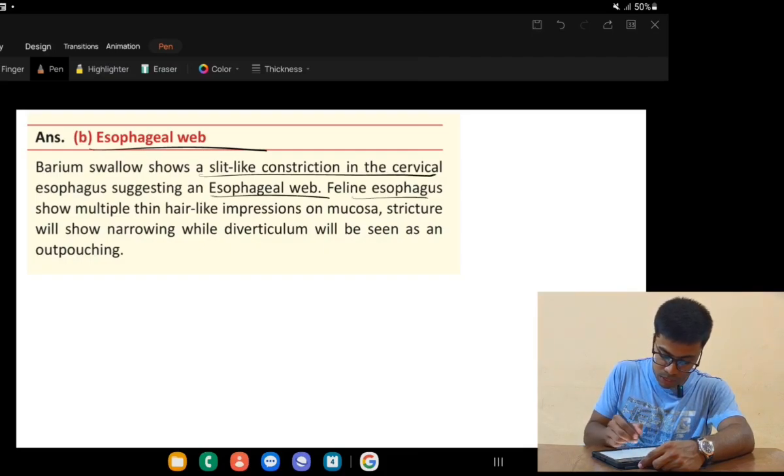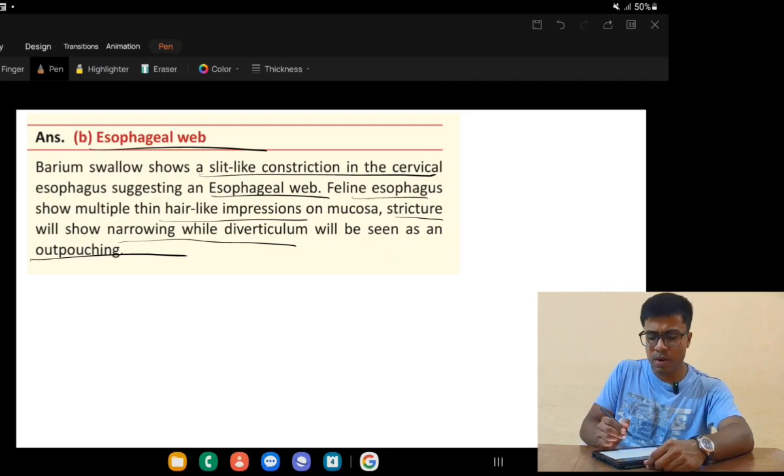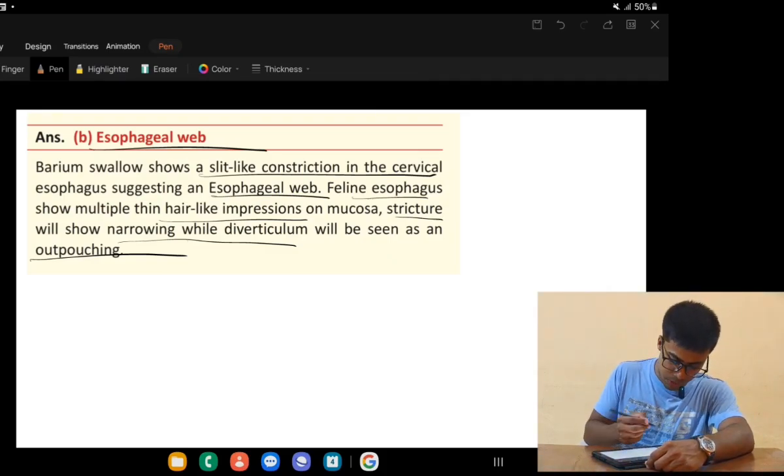Esophageal web. Feline esophagus I have already discussed. Hair-like impressions will be there, and stricture will show narrowing, while diverticulum will be seen as outpouching. That's it. We have discussed it.